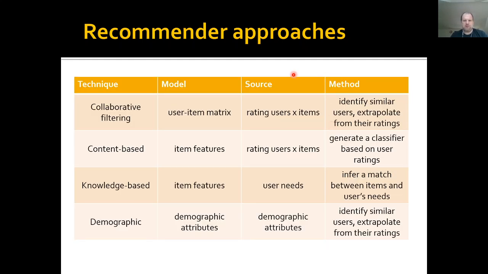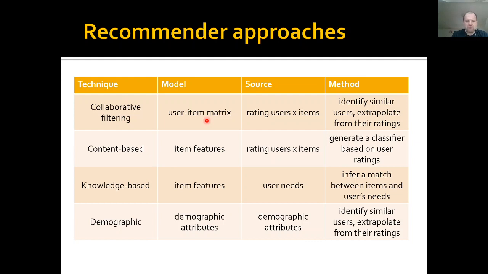This table gives us a quick comparison of the techniques with respect to three aspects. The input that is required for collaborative filtering is in the form of a user-to-item matrix. So we have a matrix of ratings of users to items. It's kind of similar to the term-by-document matrix in the vector space and Boolean model.